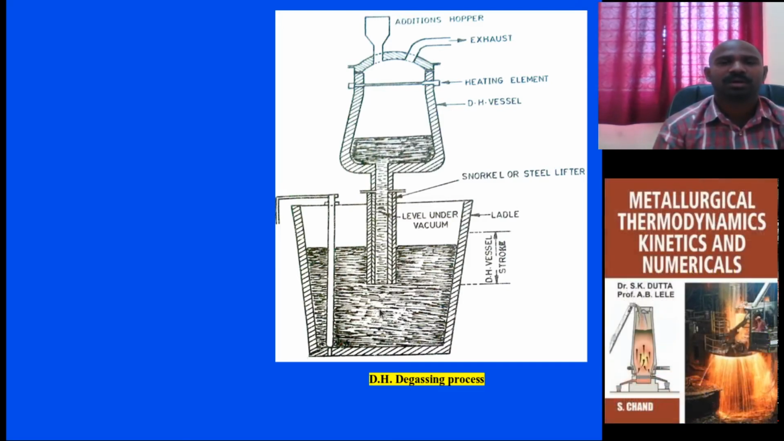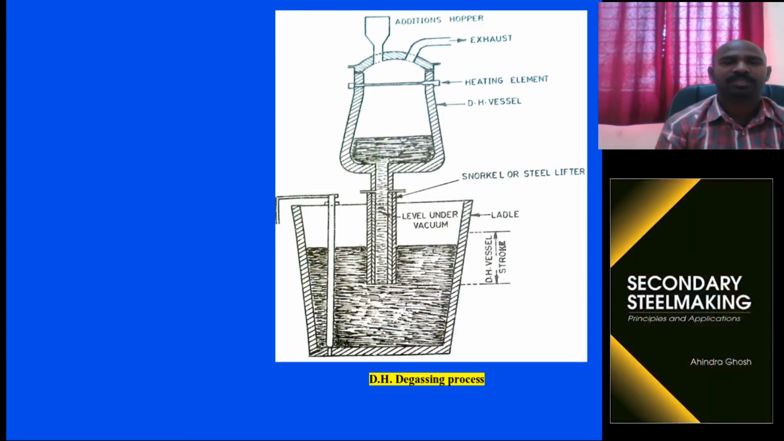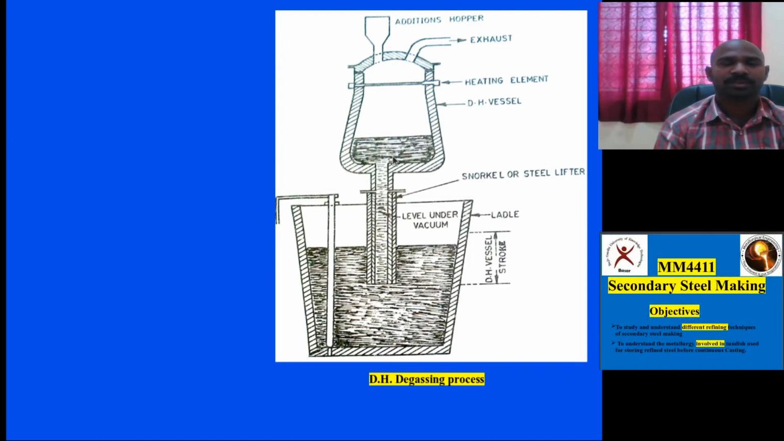When it is coming down, this molten metal will go here. These particular cycles are repeated a number of times. It needs 30 to 40 cycles to remove some amount of nitrogen and hydrogen. This is the broad process of DH degassing. It is mainly adjusting the hydrogen and nitrogen composition.